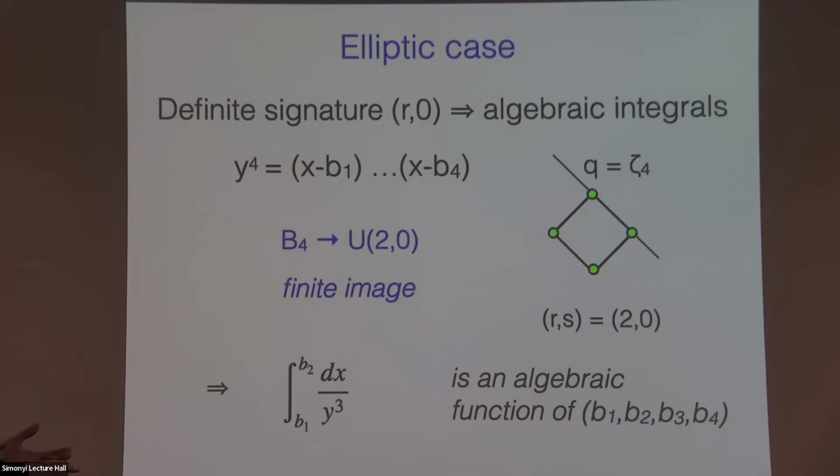And as a result, you can prove that, say, the definite integral given by integrating between 2 roots of this polynomial the form dx over y cubed, which multiplies by zeta 4 under that particular change of variables, is an algebraic function of b1, b2, b3, and b4. Okay, so this is a philosophy that goes all the way back to Schwarz. Finite monodromy gives rise to algebraic functions.